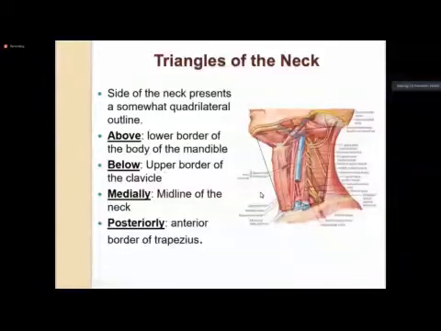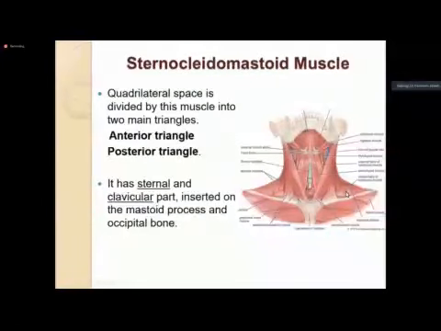How? We have the sternocleidomastoid muscle. This is the muscle that divides the neck into different regions. We have anterior and posterior regions, and since they are triangular in shape, we call them triangles. We have anterior triangles and posterior triangles. Sternocleidomastoid has a sternal part and a clavicular part, and it is attached to the mastoid process. The nerve supply of this muscle is basically the accessory nerve.